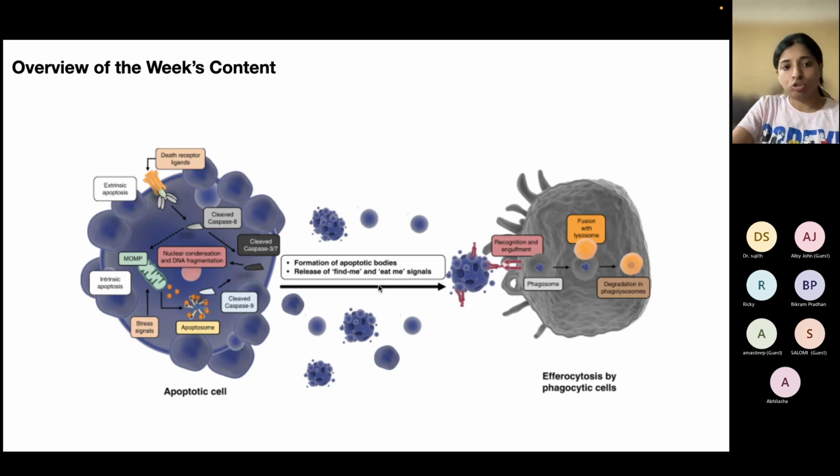So like this, slowly, there is this bleb formation on the membrane, which means the membrane is projecting out in the process of releasing out these apoptotic bodies. Ultimately, the entire cell is released out in that way, and the entire cell is internalized by these phagocytic cells.